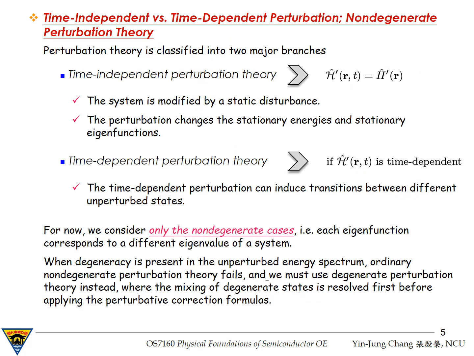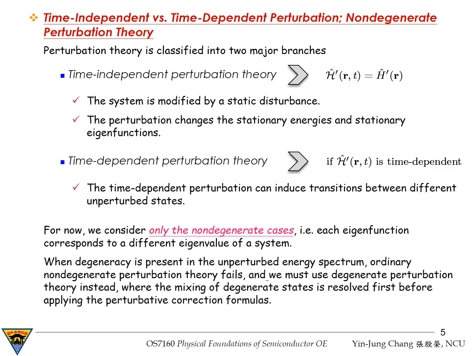Now let's classify perturbation theory into two major cases. The first is time-independent perturbation theory. In this case, the perturbing Hamiltonian has no explicit time dependence, so we may write it as shown. Here I adopt a calligraphic script for the time-dependent Hamiltonian operator and Roman lettering for the time-independent case. Physically, this means the system is modified by a static perturbation. The perturbation changes the stationary energies and stationary eigenfunctions, but it is not itself driving the system in time.